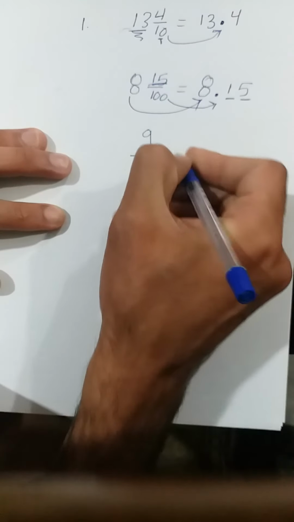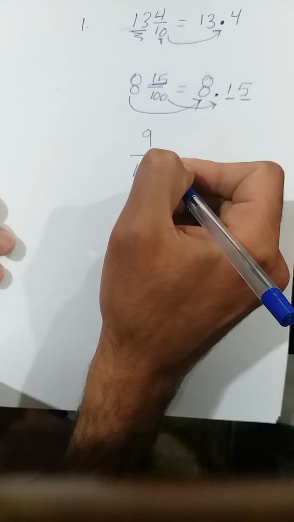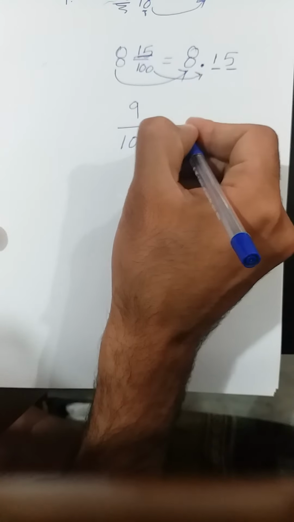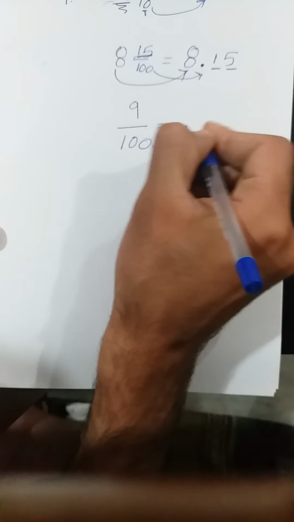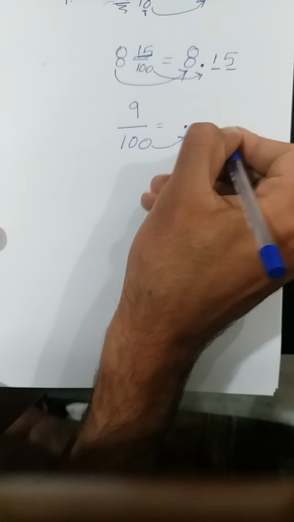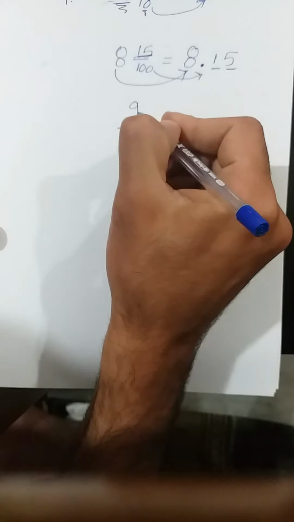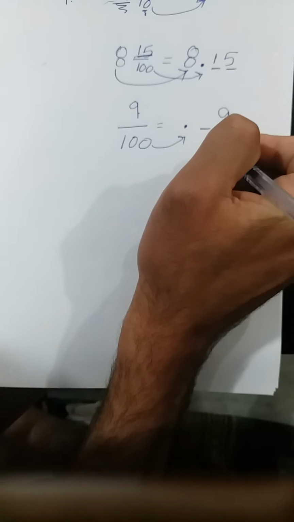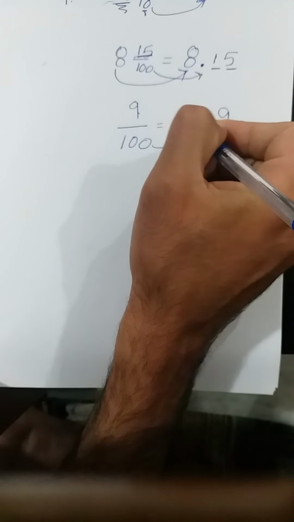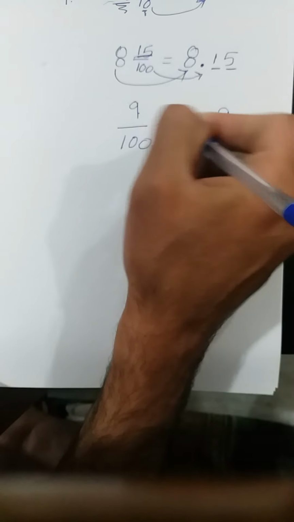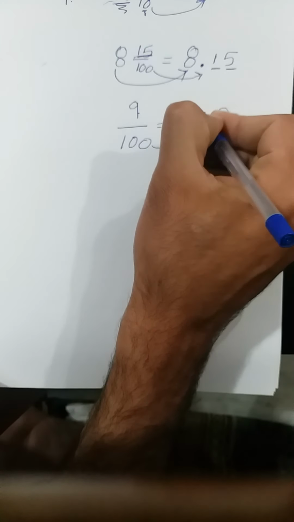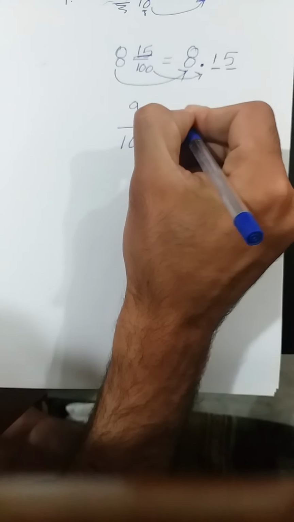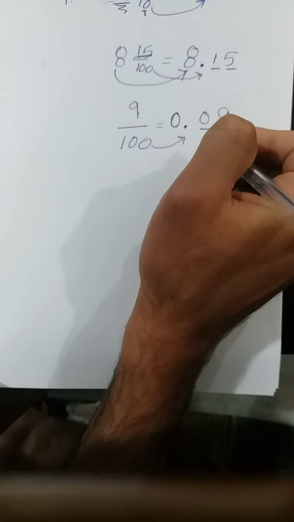Go to the third one. 9 over 100. Look, teacher, what am I going to do here? I will have the decimal point and 2 digits, right? Right. I have here what? 9, only 1 digit. Where am I going to put it? I'm going to put it here. Okay. Should I leave these places empty? No, I'm going to put zeros, and that's it. Okay.